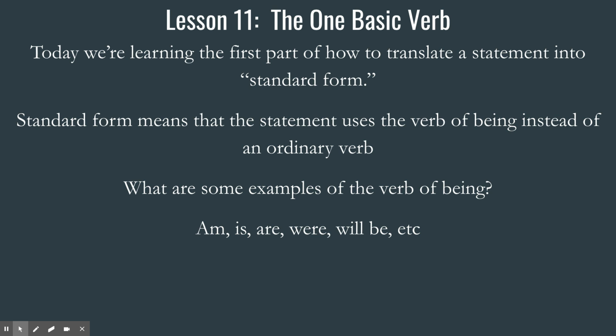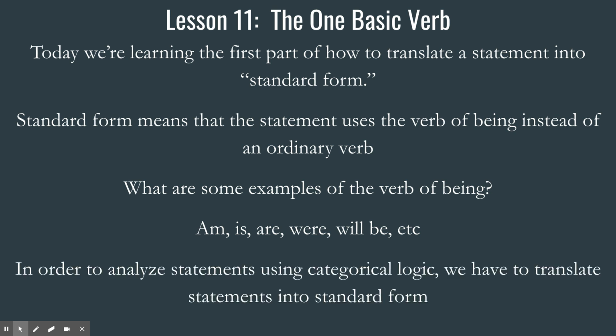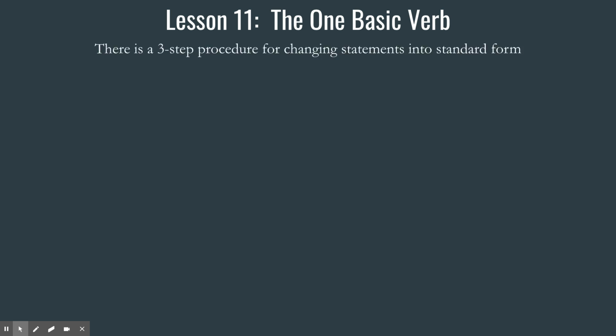So your verb must be the verb of being. We're going to translate categorical statements into this form so that we can then analyze them using categorical logic. So let's look at how we do this. And I'm going to tell you right now, the process for doing this is very, very simple. The outcome of doing this is going to sound really, really weird, and that's okay. So here is our three-step procedure for changing statements into standard form.